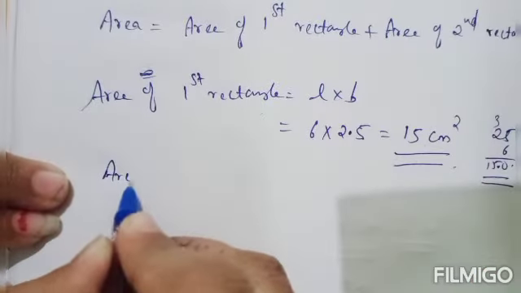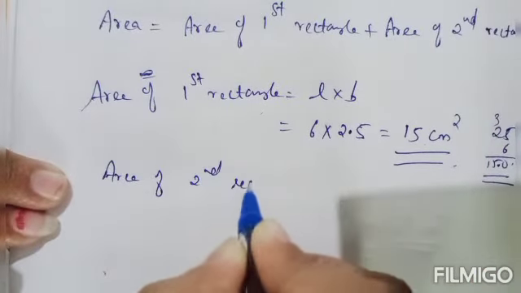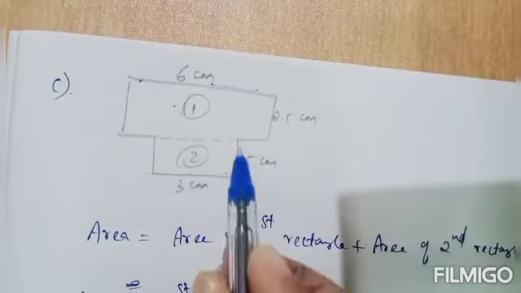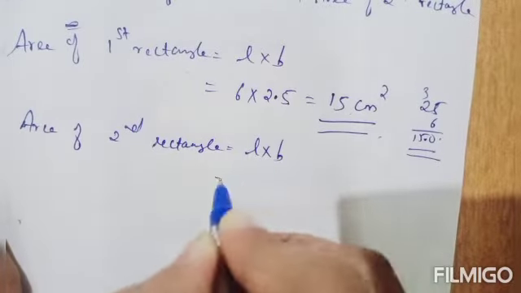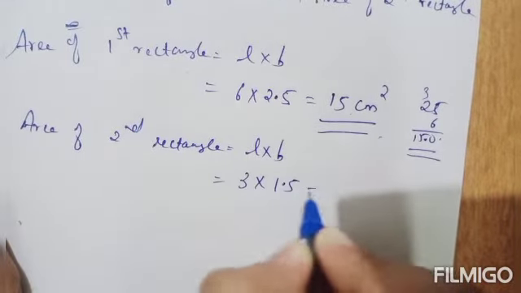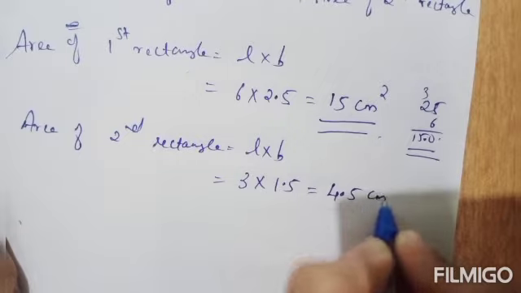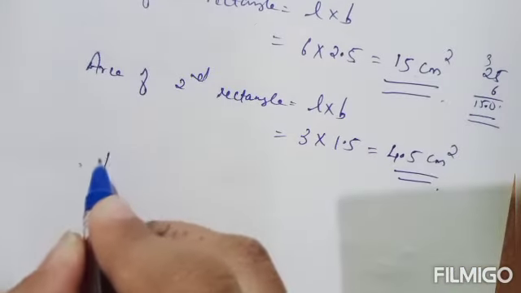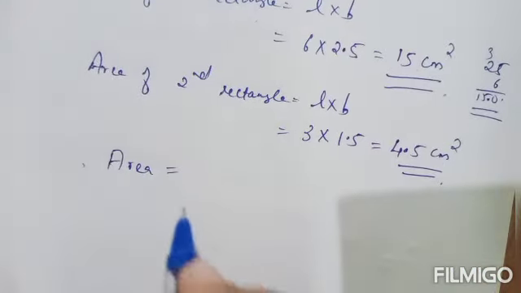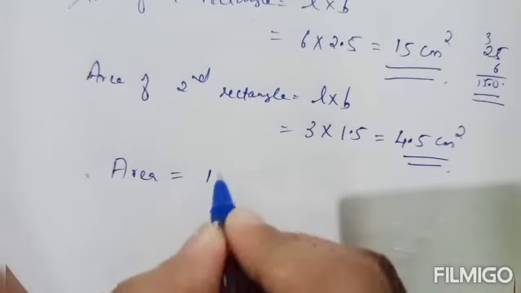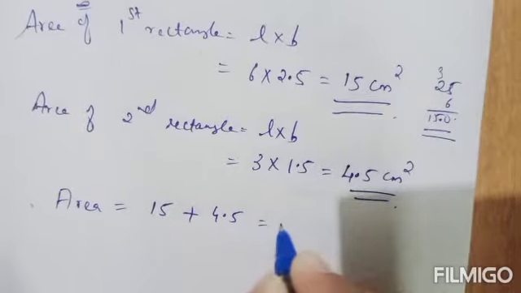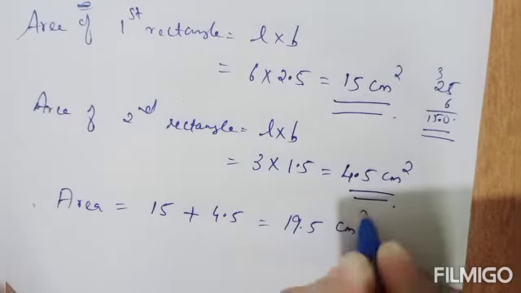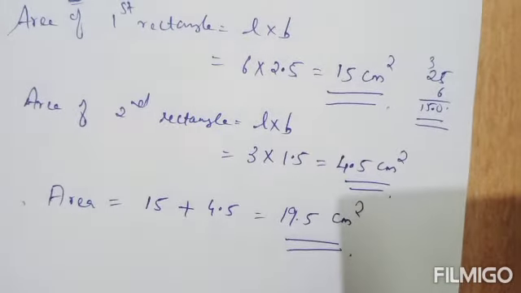Okay. Next, area of second rectangle. Second rectangle, you can see length is 3 centimeter, width is 1.5 centimeter. So L into B, this is the formula. So 3 into 1.5, you will get 4.5 centimeter square. Okay, now what will be the area of the figure? That means total area. You can add the two areas. So 15 plus 4.5, you will get 19.5 centimeter square. This is the total area of the figure.